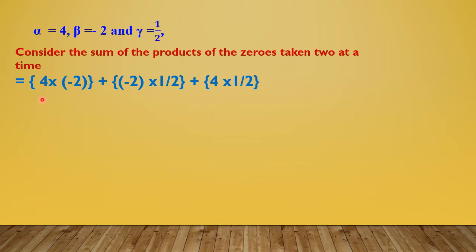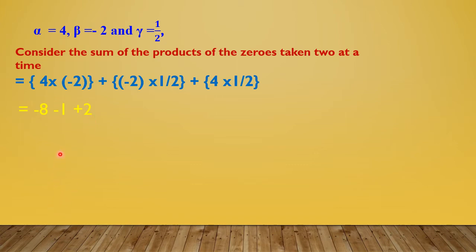As you can see their values, alpha beta is equal to 4 into minus 2. Then beta gamma is equal to minus 2 into half. And gamma alpha is equal to half into 4. Now what is 4 into minus 2? That is equal to minus 8. And minus 2 into half, we get minus 1. And half into 4, we get 2. You also calculate in your notebooks. Yes, 4 into minus 2 is minus 8, minus 1 over here, and 2. So you get minus 9 plus 2, that is minus 7.